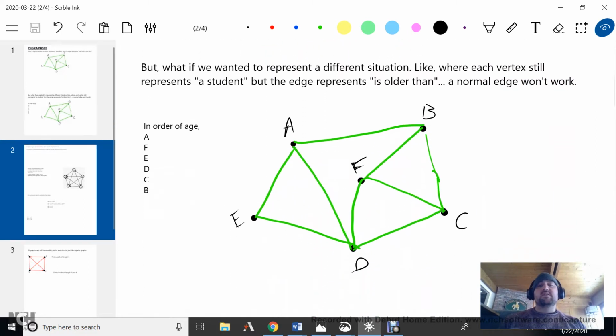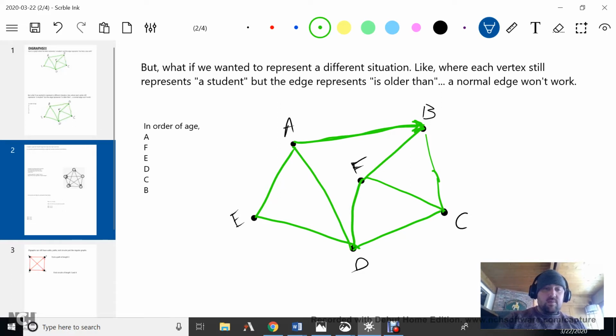What if you wanted to represent a situation where each of these letters represents a student, but the edge represents is older than? A normal edge won't work. Is A older than B or is B older than A? We don't know, because in this graph it doesn't make sense. So in this graph, we're not going to use a normal edge. We're going to use an arrow. And so what we're saying is A is older than B.